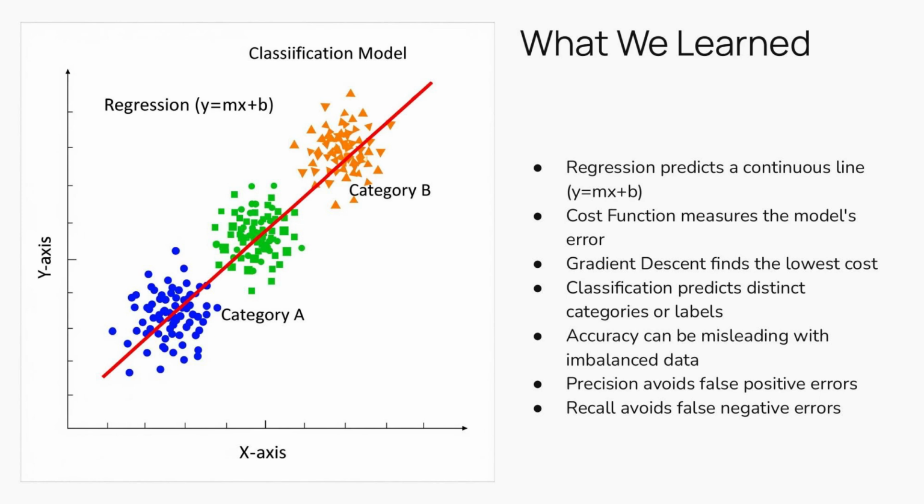Today, we learned an incredible amount. We learned about linear regression for predicting numbers. We learned the intuition behind how models learn using a cost function to measure error and gradient descent to minimize it. Then we learned about classification for predicting categories and why accuracy isn't enough, leading us to precision and recall. In our next video, we're going to put this to use and build 2 of the most popular and powerful classification models, logistic regression and decision trees.